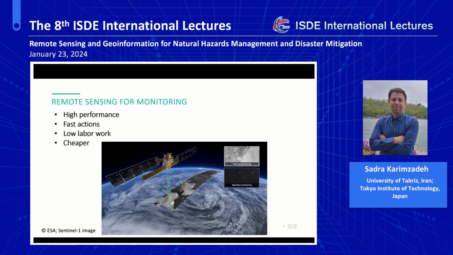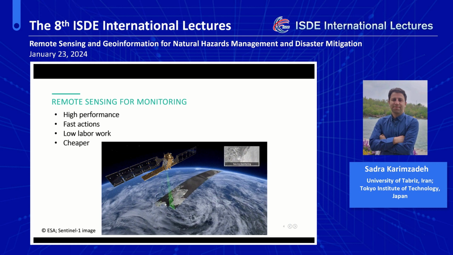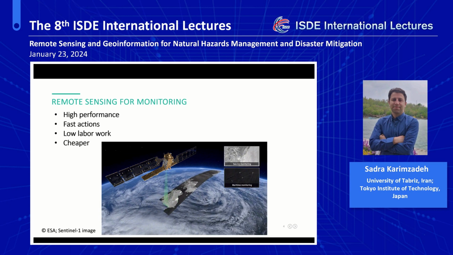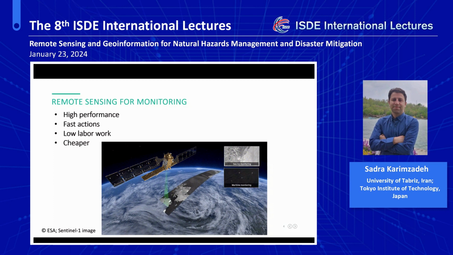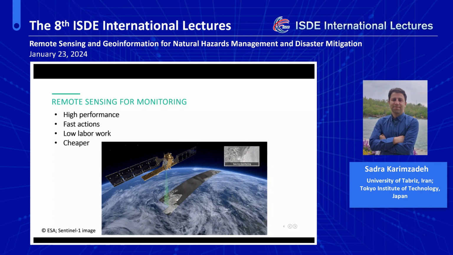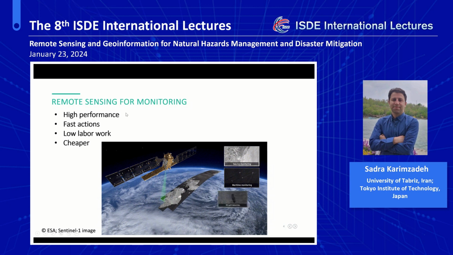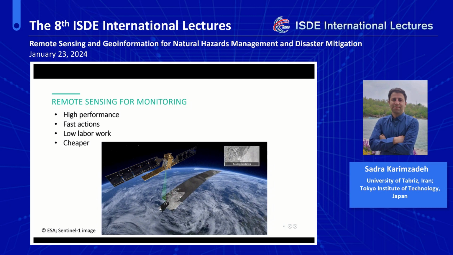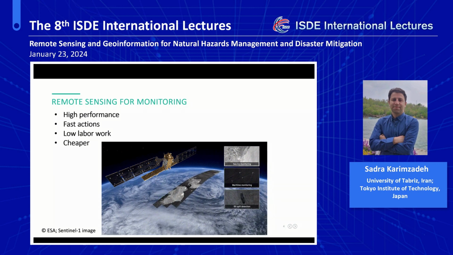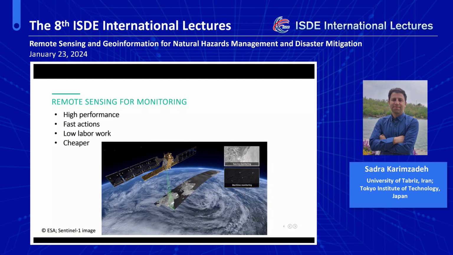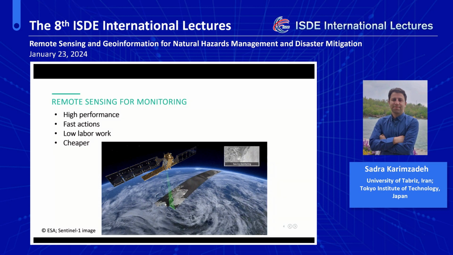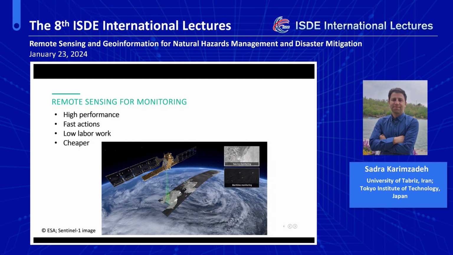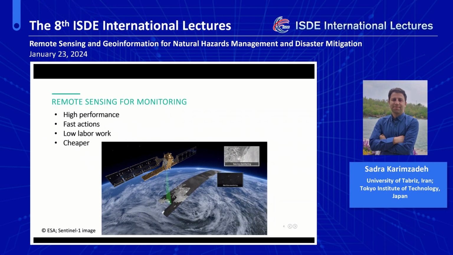Well, remote sensing is a technology to acquire information from an object or a feature on the Earth's surface without any physical contact, only through electromagnetic waves. So, this is a new emerging technology in recent decades. It has high performance and fast actions. You don't need much labor, and it is also a rather cheap technology compared to field sensing.